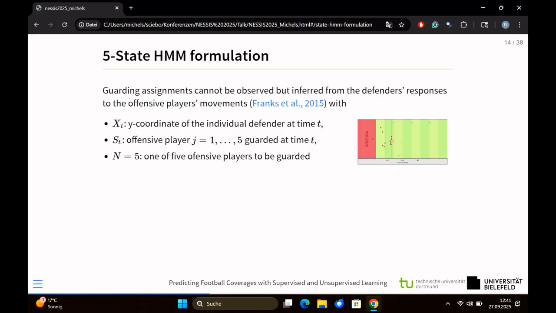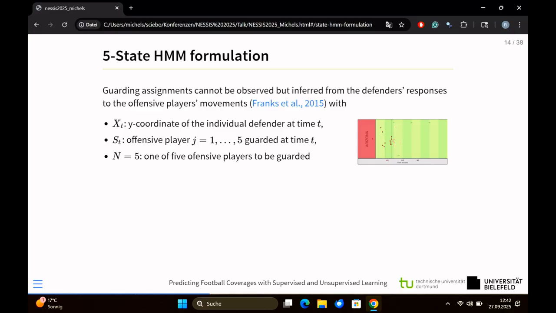So what are the processes in our case? The observed process is the y coordinate of the individual defender at time t. So we model the defender position. S_t, the underlying process, is the offensive player guarded at time t. So again, we model the defender and we want to know who the defender is guarding. Similar to the biology, we model the step lengths and we want to know what he is doing.